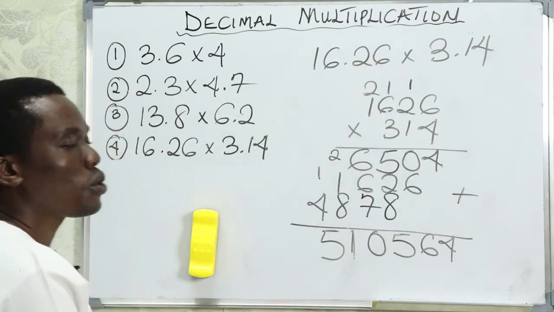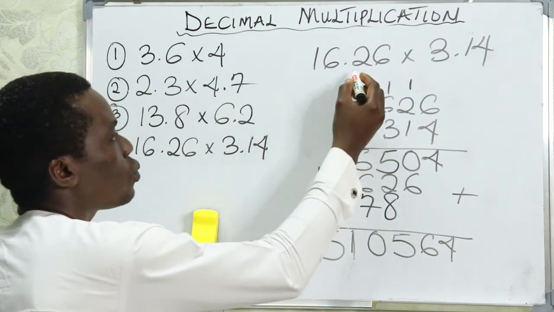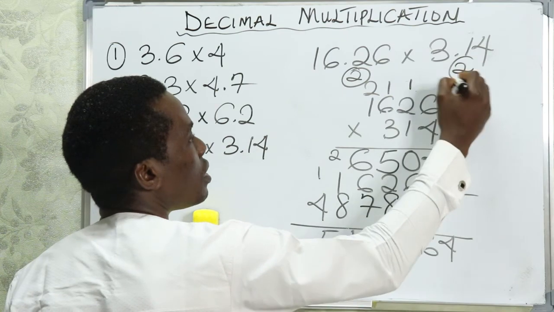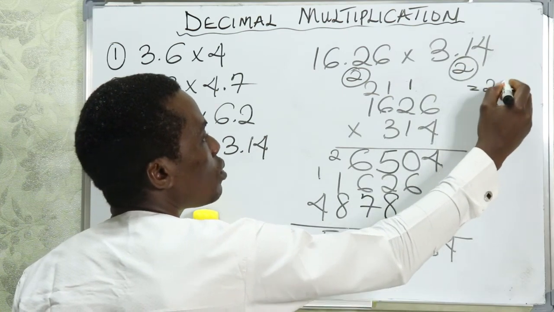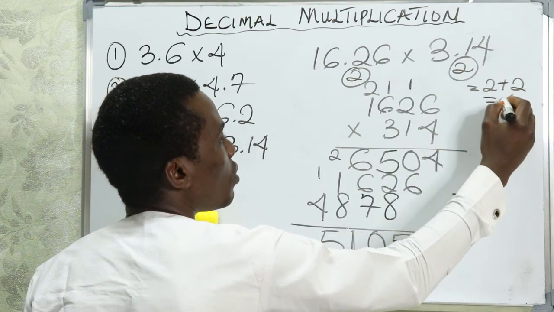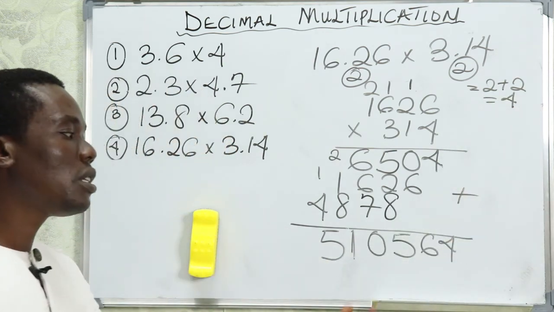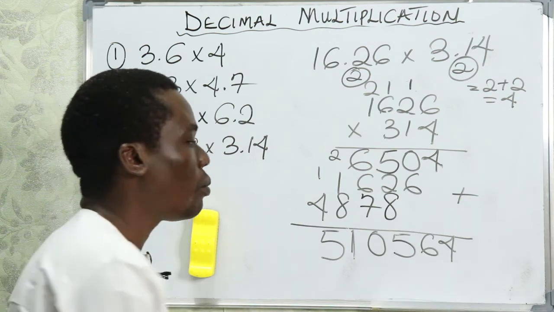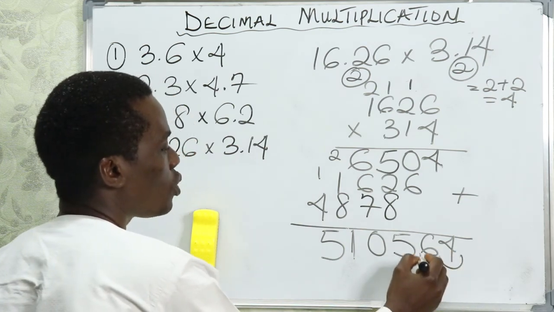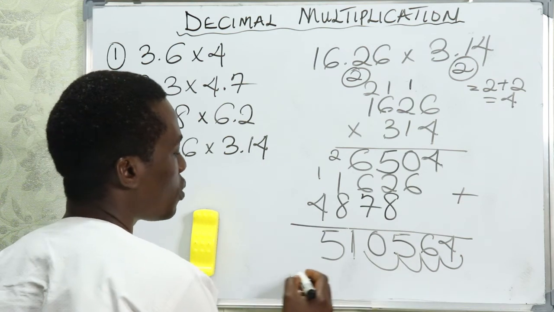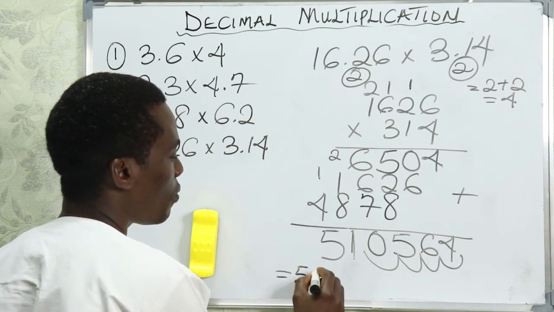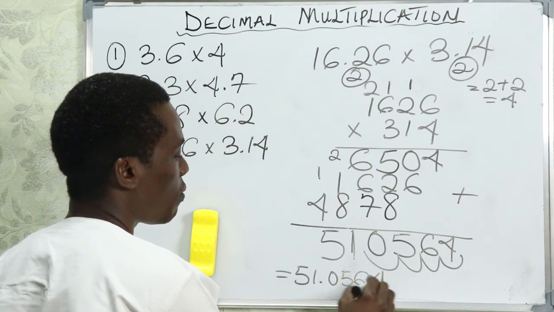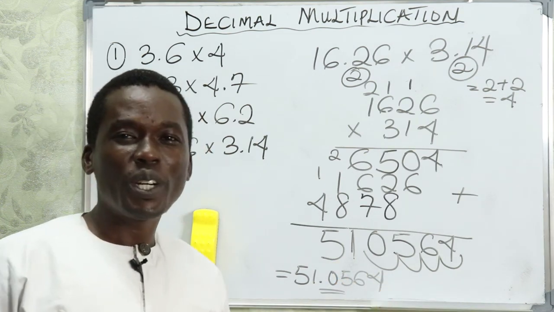So you see, your total value will be 501,506. So let's go back to our decimal manipulation. We have 2 numbers after the decimal point. We have 2 numbers after the decimal point. So that will give you what? 2 plus 2. That will give you what? 4. So that simply tells you you're going to have 4 numbers after the decimal point. So we'll count 1, 2, 3 and 4. So our result will be what? 51.0564.